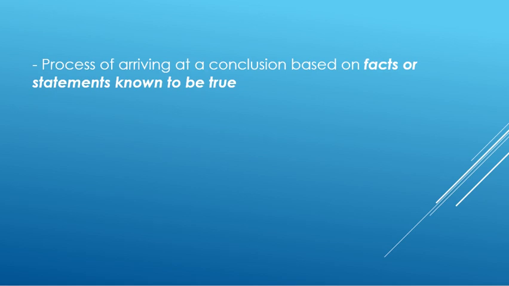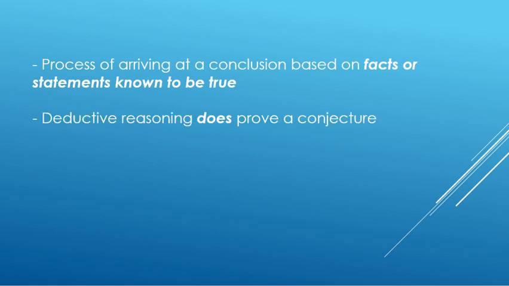Inductive, based on what we see, what we think is going on. Deductive reasoning is based on what we know for sure is going on. It's based on fact. It's based on things that are known to be true. Some of us out there in the current climate are doing a lot more of inductive reasoning as opposed to deductive. We should be putting more of a focus on deductive reasoning. Unlike inductive reasoning, deductive reasoning does indeed prove a conjecture or a conclusion.